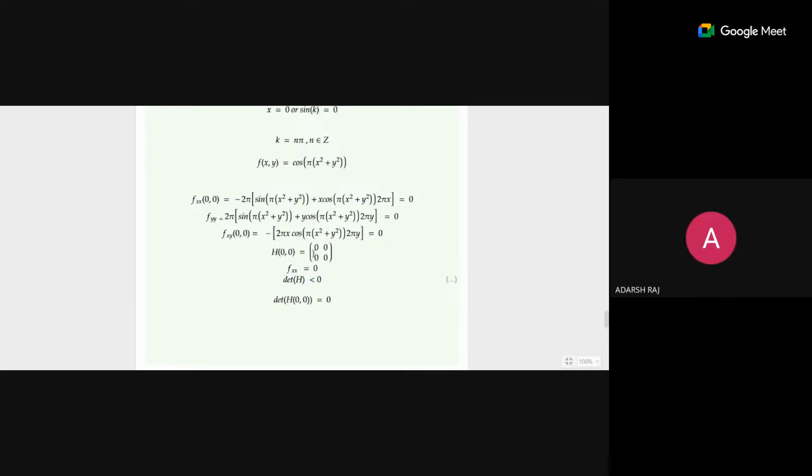Suppose we have a 3 cross 3 Hessian matrix. If the determinant is not equal to 0, what can we conclude in case of a 3 cross 3 Hessian matrix? We'll have to check 1 by 1, 2 by 2, and 3 by 3, the signs: plus, plus, plus, plus, minus, plus, minus, plus, minus, that thing we'll have to check.